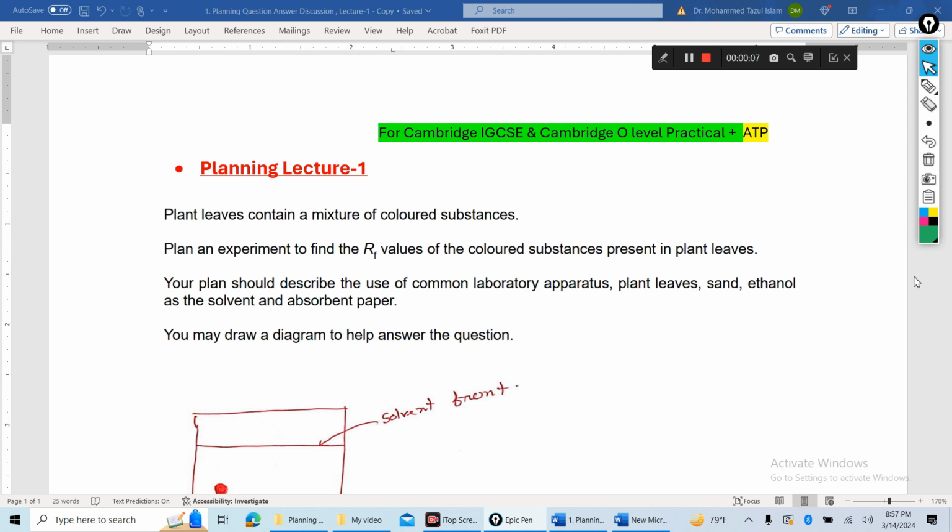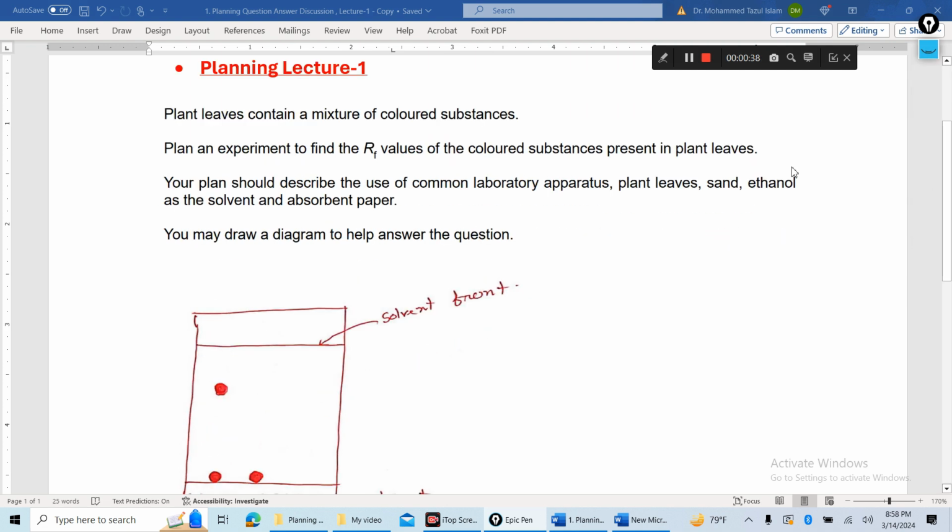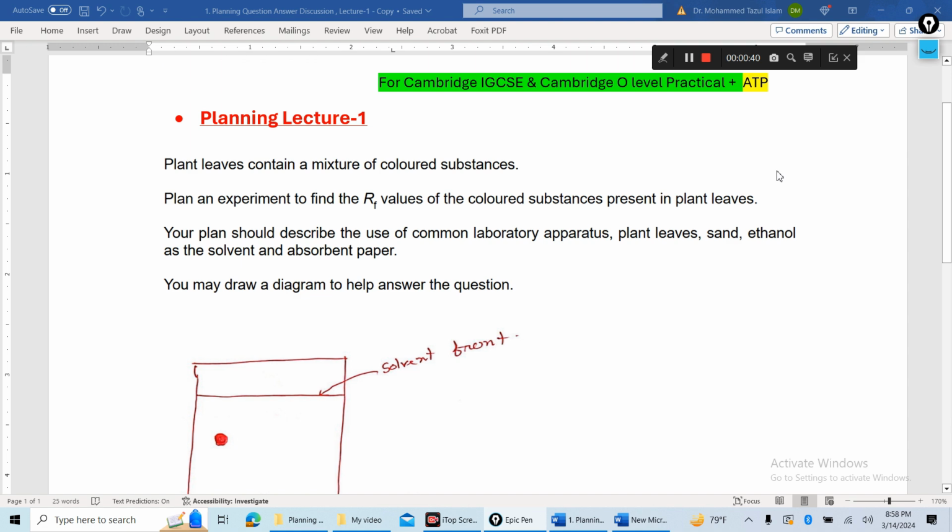Hello students, today I will discuss planning questions. Planning questions are important for Cambridge IGCSE and Cambridge O-level chemistry practical and ATP paper. This is important for the practical question paper and the alternative to practical paper. Let's start. This is planning lecture 1.